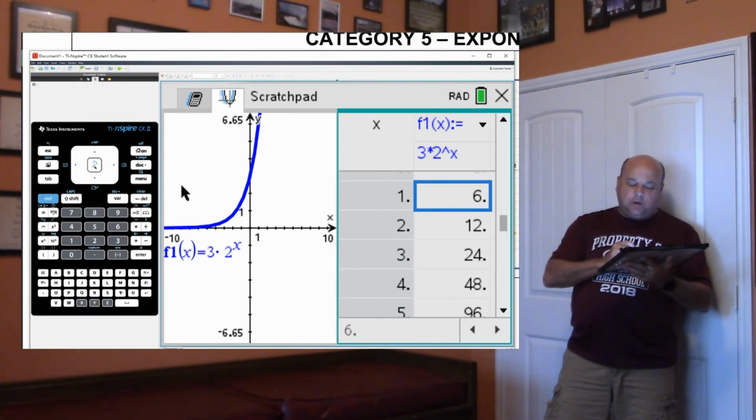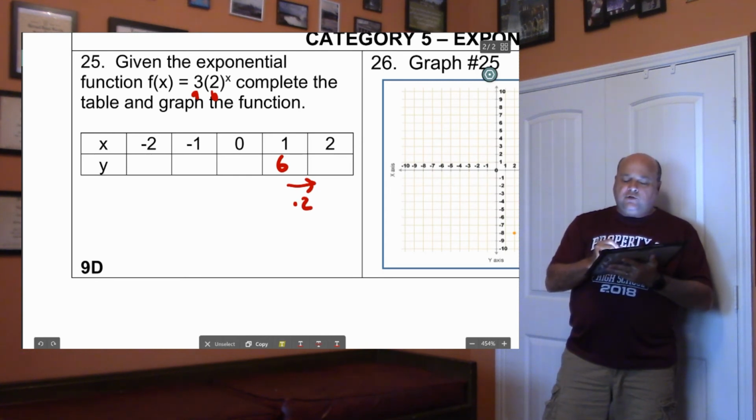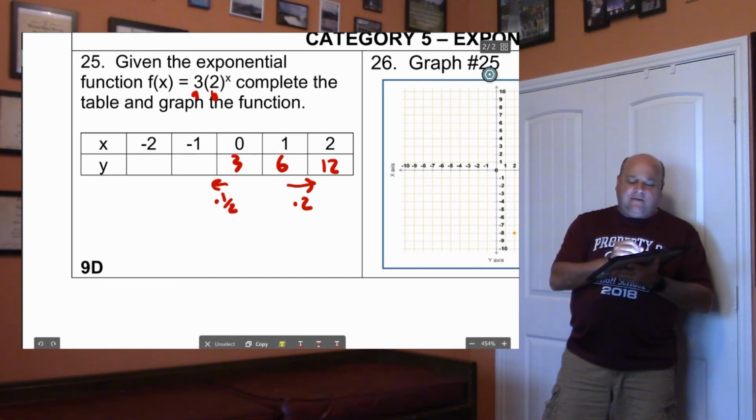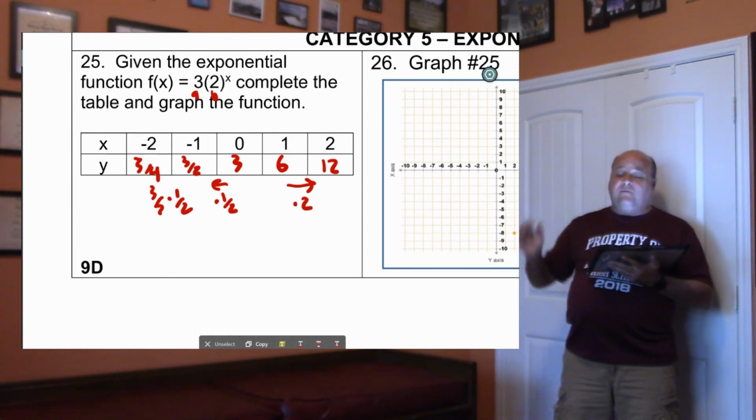So I know my first term is 6, so I'm going to go in here. My first term is 6. If I go to the right, I'm going to multiply by 2, aren't I? So 12. My 0 term is 3. And then if I go to the left, I'm multiplying by a half. So this will be 3 over 2. 3 over 2 times a half is 3 over 4. On the table, it's going to be 0.75 and 1.5 in it.